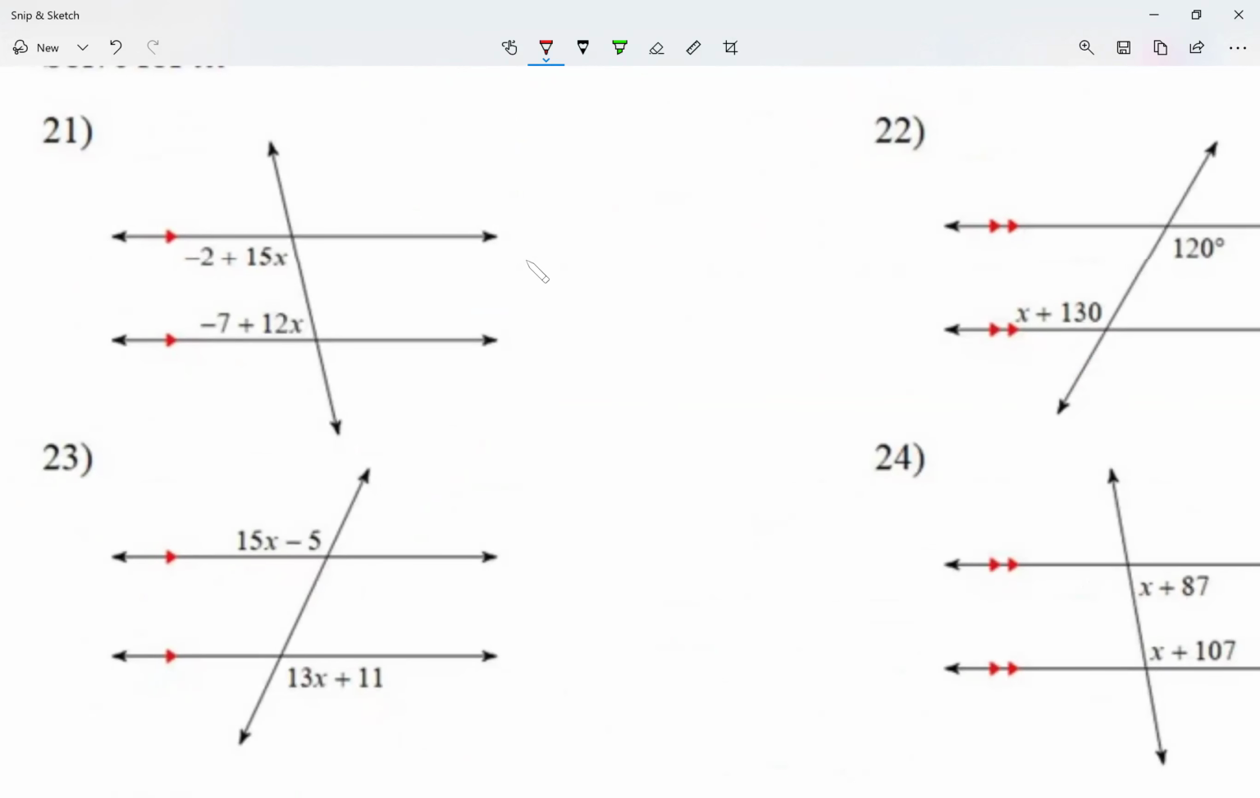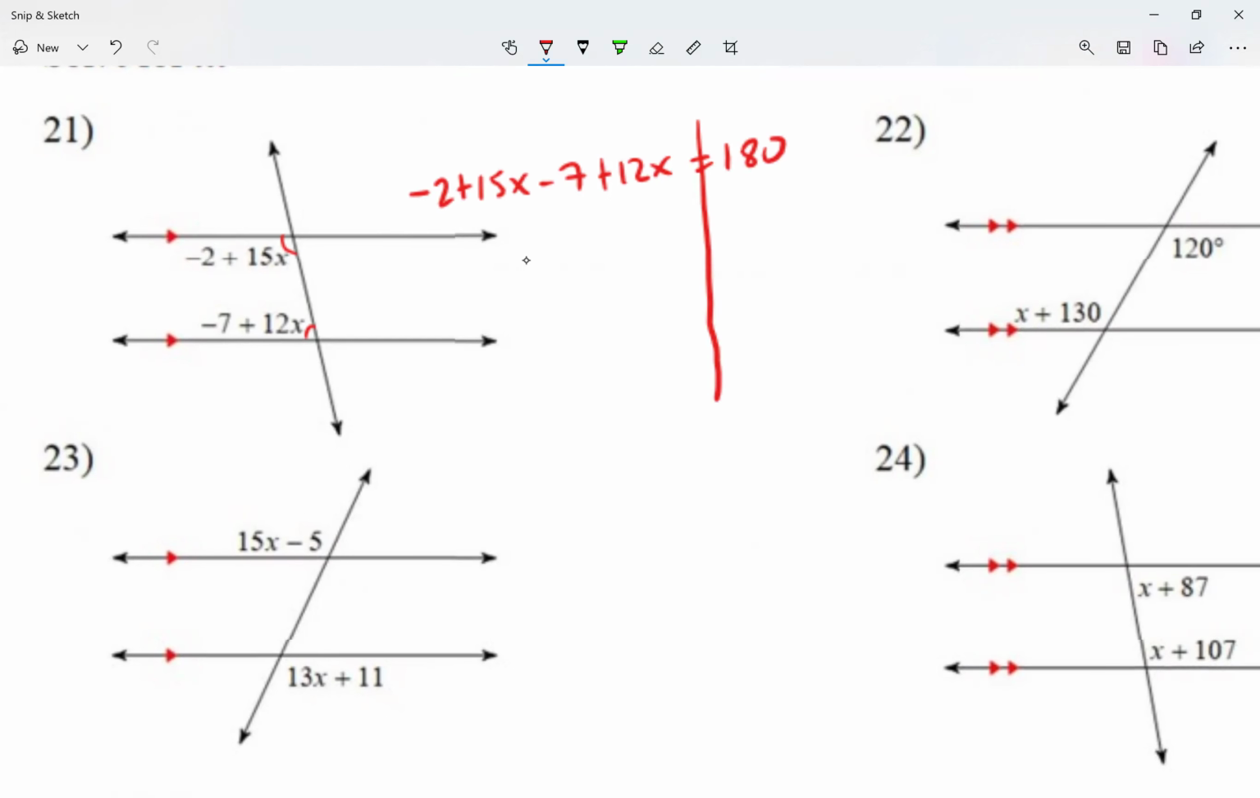Okay, so here you guys can see we're dealing with same side interior, right? This angle with this other angle, they're same side interior. Remember for same side interior, I said you add everything and it equals 180. So let me just go -2 plus 15x minus 7 plus 12x is equal to 180. And I'm going to separate my sides through the equal sign. The left side, let me combine like terms. 15x plus 12x. I know 15 plus 12 is 27. So let me call this 27x.